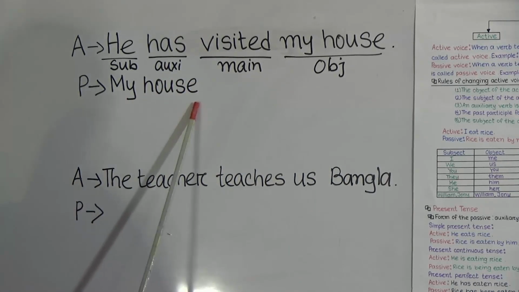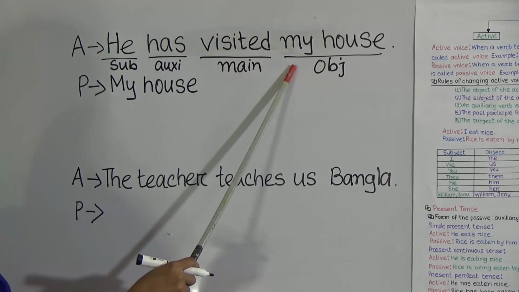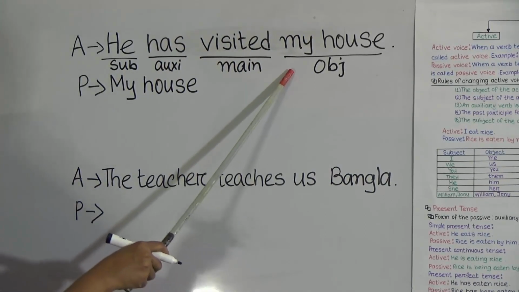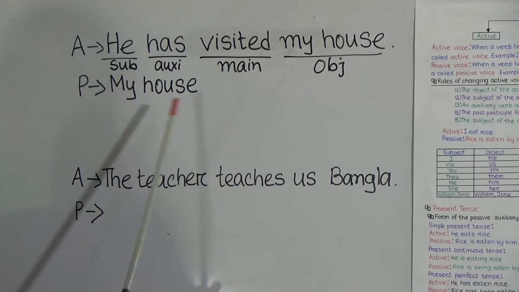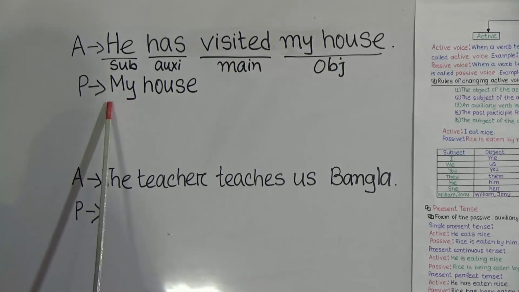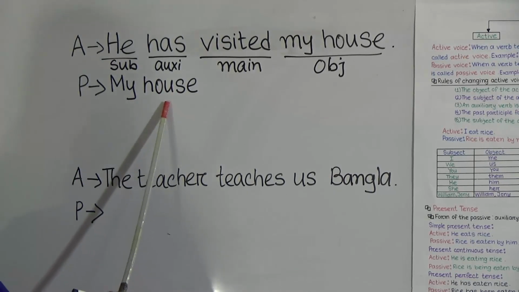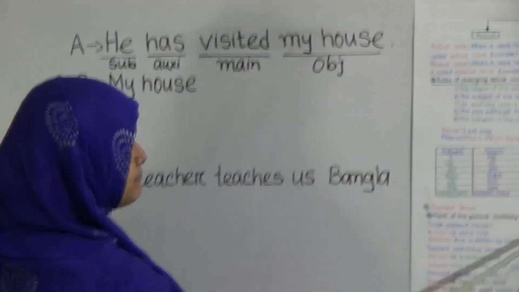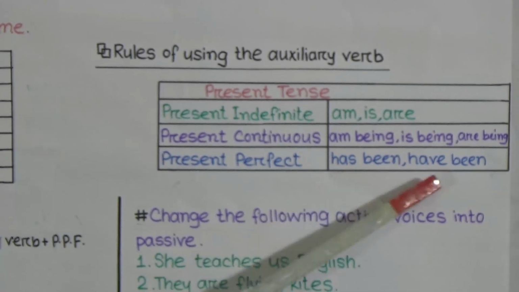Students, this is singular number, and in active voice, this is in present perfect tense, has visited. So this sentence belongs to present perfect tense. We have to choose an auxiliary verb. So how could we choose an auxiliary verb? We have to think about the subject. My house is singular. So what will be the verb? Students, come here. For present perfect tense, we have to choose has been or have been.